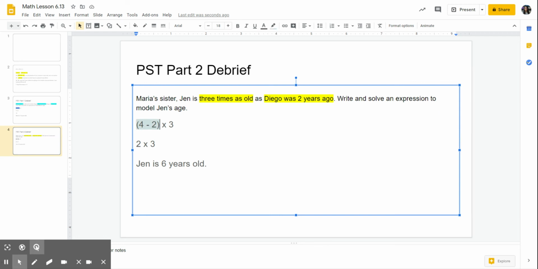Before I move on, I'm just going to double check my work to make sure that it all makes sense. So the first thing we did here was subtract 2 from 4. We did that because we know that Diego's 4, and we're trying to figure out how old he was 2 years ago. Then we multiplied 2 by 3. We did that because we know that Jen is 3 times as old as Diego was 2 years ago, which got us 6. So now we know that Jen is 6 years old. I know that my work is correct. I double checked, and now I'm ready to move on to the next part.